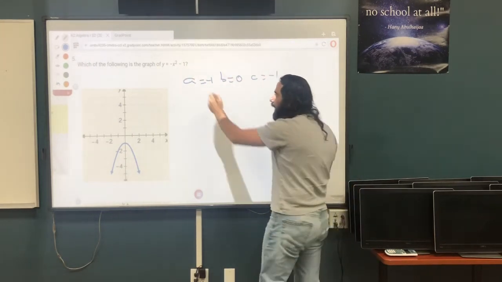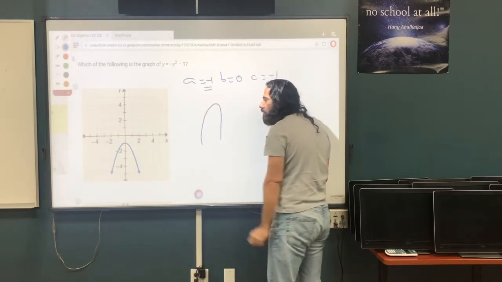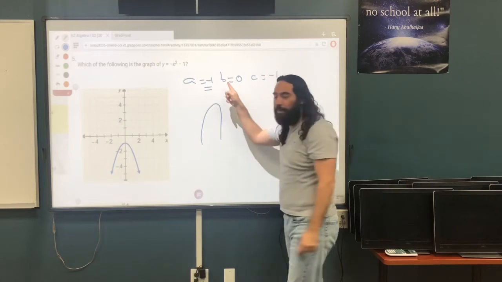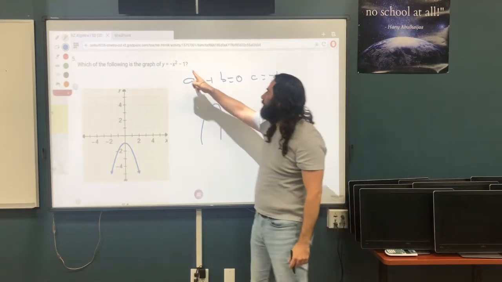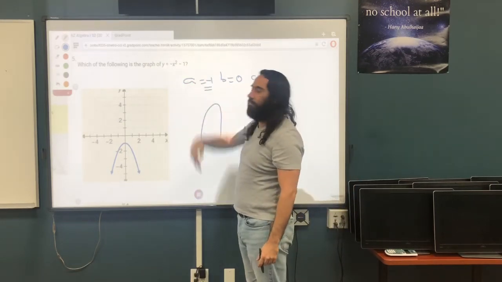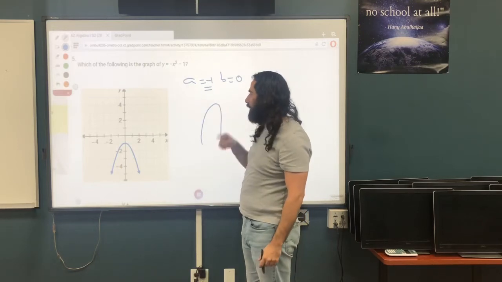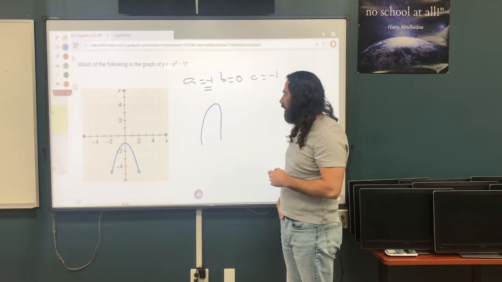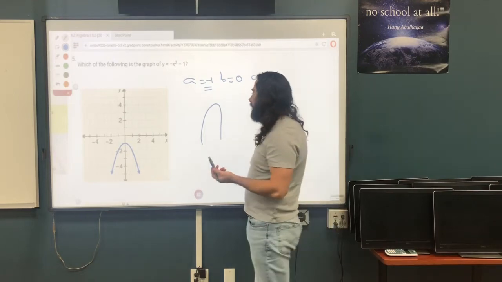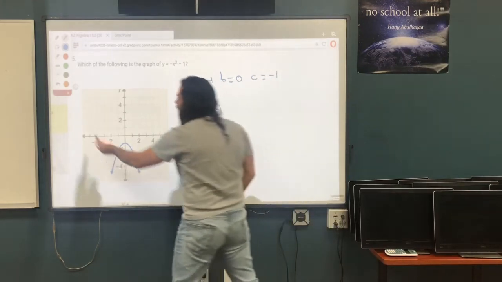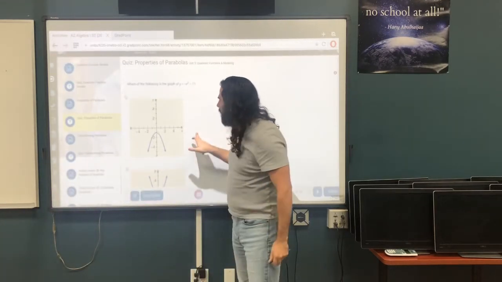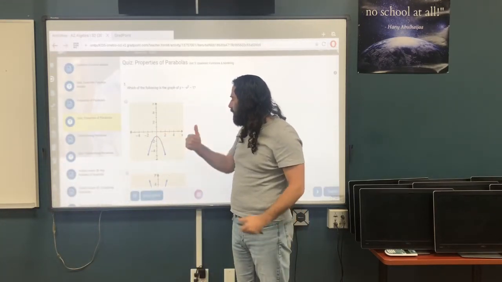Now, because a is negative, the graph is supposed to be downwards. When you have something like that without the b, when the b is 0, it means that you take the negative 1 and you take the graph one step down. So it's going to be negative 1, and that is the answer. So, which one do we have? One step down. As you can see, the graph is at negative 1, so that one is perfect.